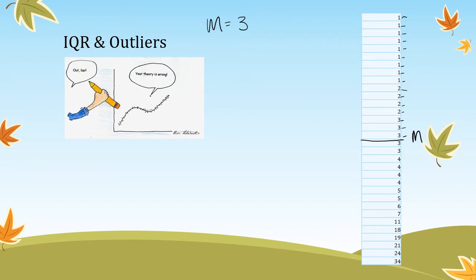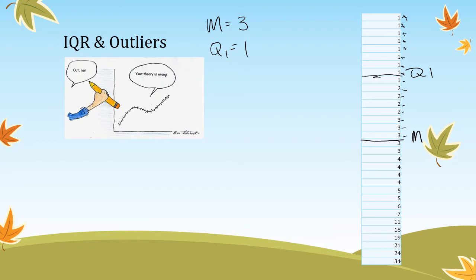So I know my median right here is 3. I'm going to find my quartile 1 again. So I know that's 8: 1, 2, 3, 4, 5, 6, 7, 8. Again, easy peasy. 1 plus 1 divided by 2 is 1. So my quartile 1 has a value of 1.